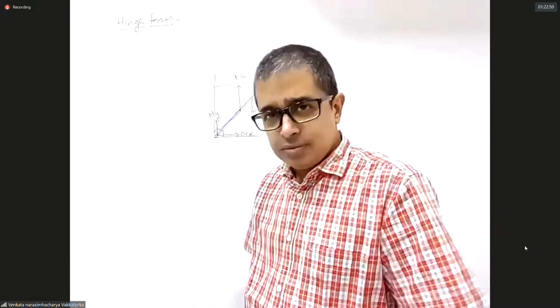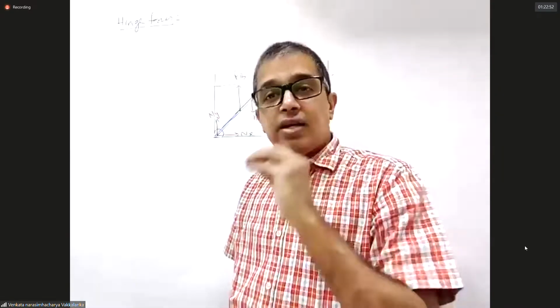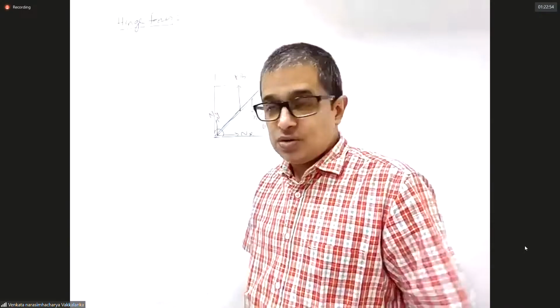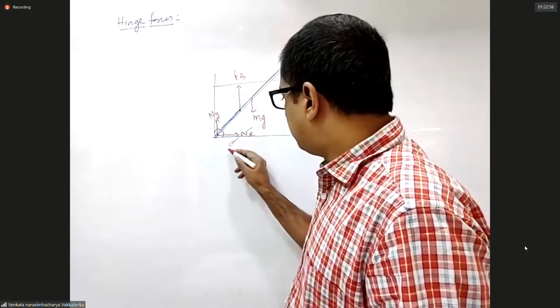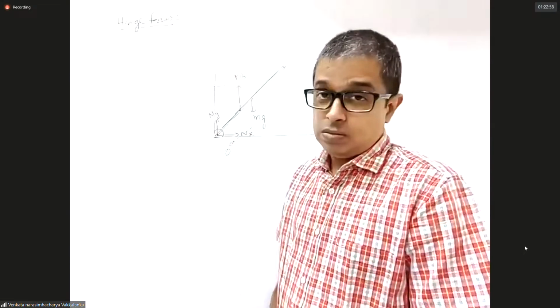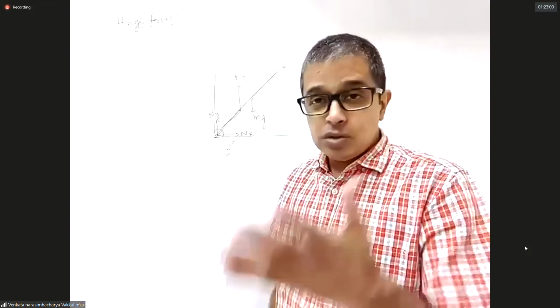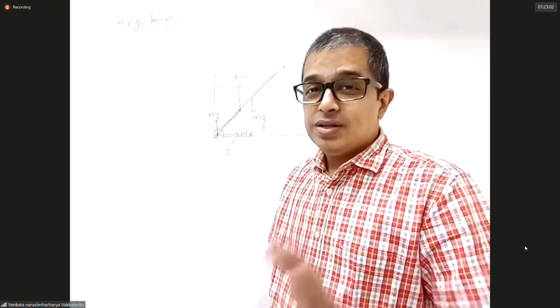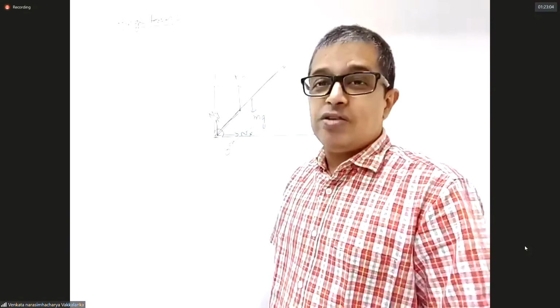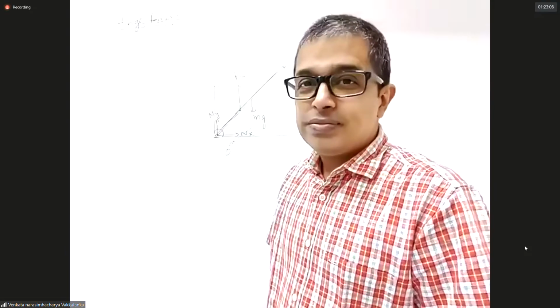Problem is solved. But out of academic interest, when we try to analyze this, NX will turn out to be 0, because there is no other horizontal force to counterbalance it. There is no other horizontal force. NX will be 0.